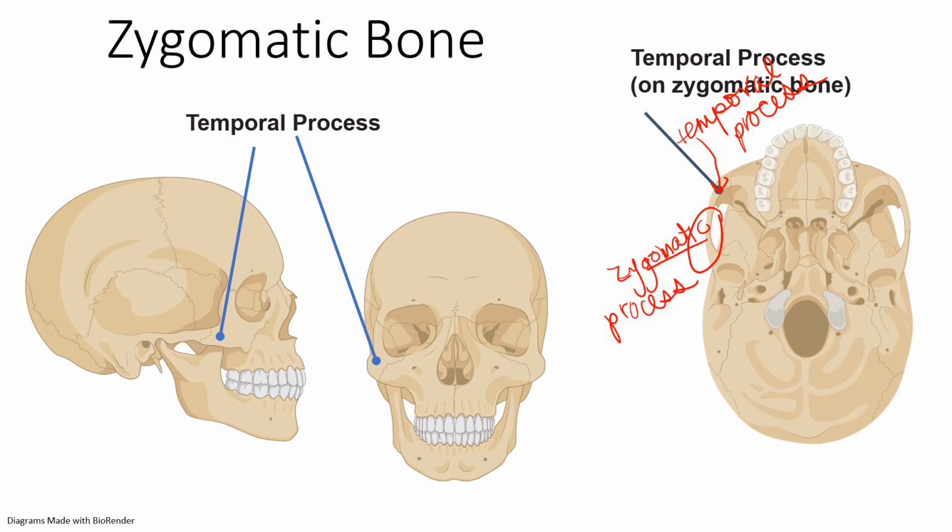These processes are not named for the bone that they are on. They're named for the bone that they articulate with. The temporal process is on the zygomatic bone, and it fits with the temporal bone. Zygomatic process, temporal process.